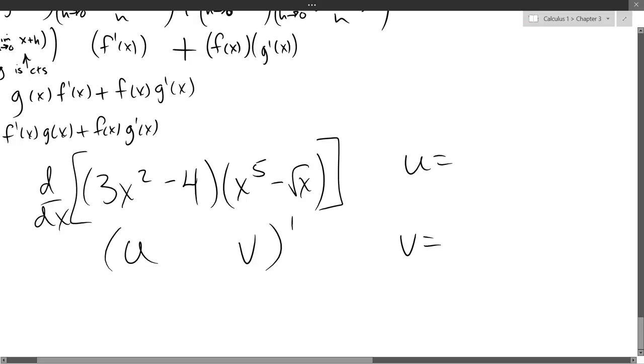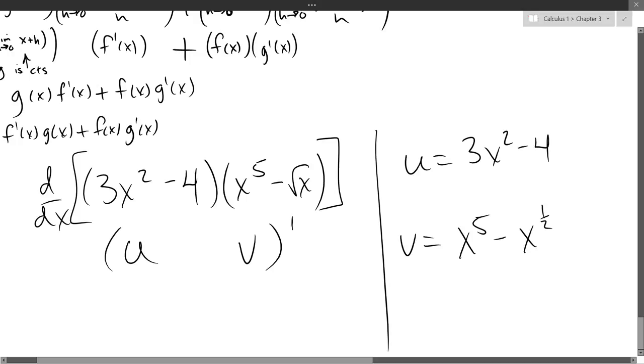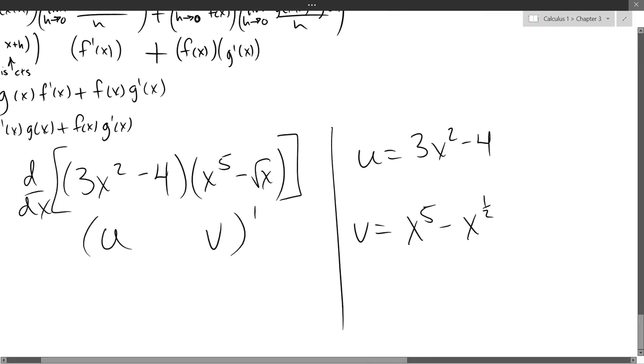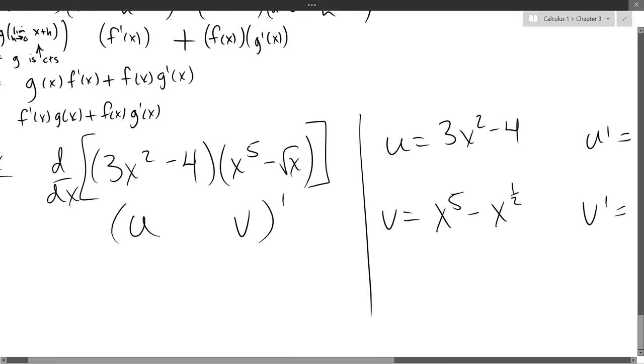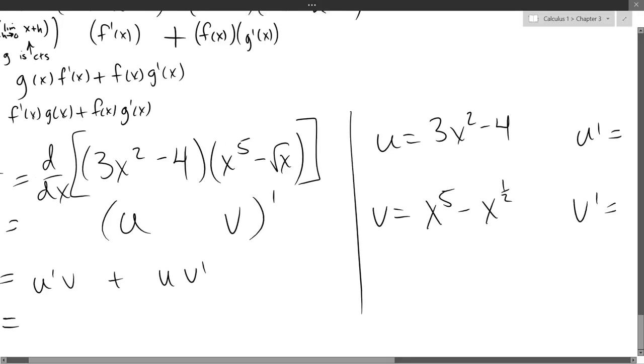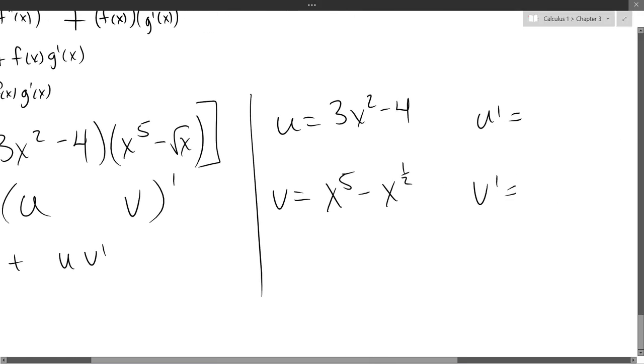So we're going to rewrite this as uv, where u is 3x squared minus 4, and v is x to the fifth. We're going to do calculus, so rewrite the square root as a half power. So there's u and v. Now take the derivative of u, take the derivative of v, and then plug them back into the original with the product rule happening.